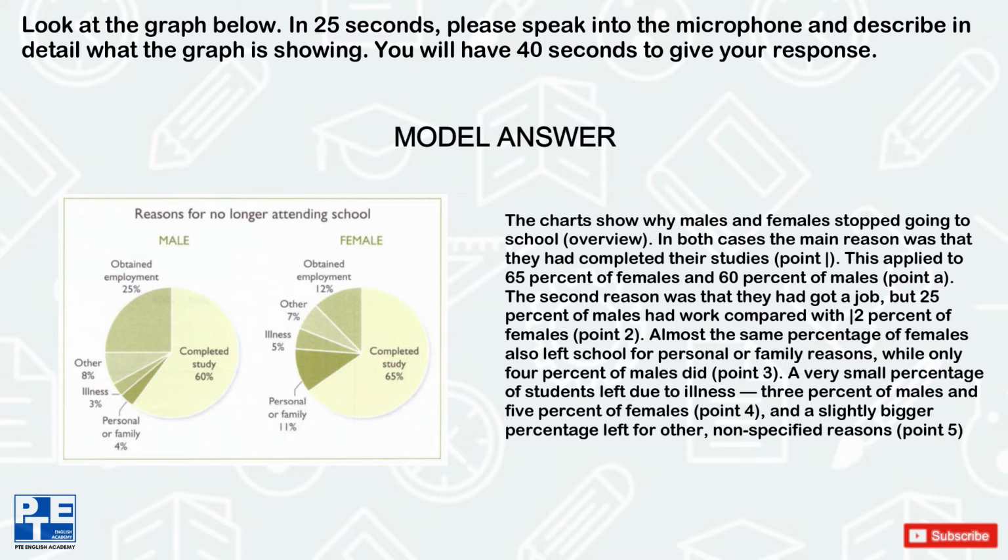Point 4. A very small percentage of students left due to illness, 3% of males and 5% of females. Point 5. And a slightly bigger percentage left for other, non-specified reasons.